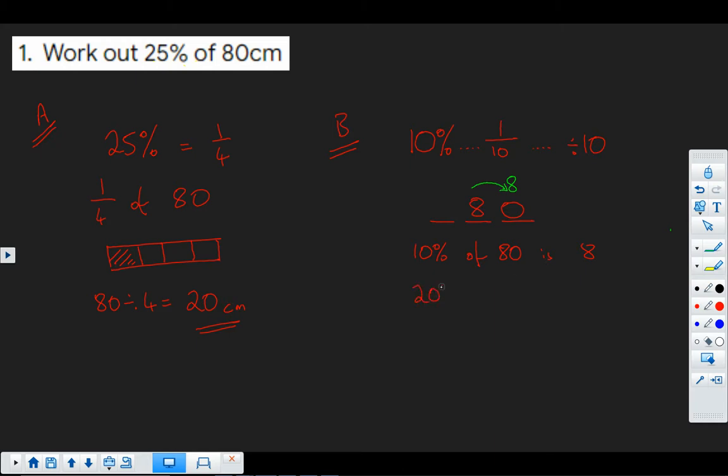If we want 20%, then that's 2 lots of 10%, so that's 2 lots of 8, which is 16. If we wanted 5% of 80, then that's half of 10%, so that's half of 8. And so there we have it. If we want 25%, then that's our 20 and 5%, so our 16 and 4, which is 20. Okay, which comes back to our same result there. Essential GCSE skill to be able to calculate these percentages, and the nugget to go and practice on is 7.08.